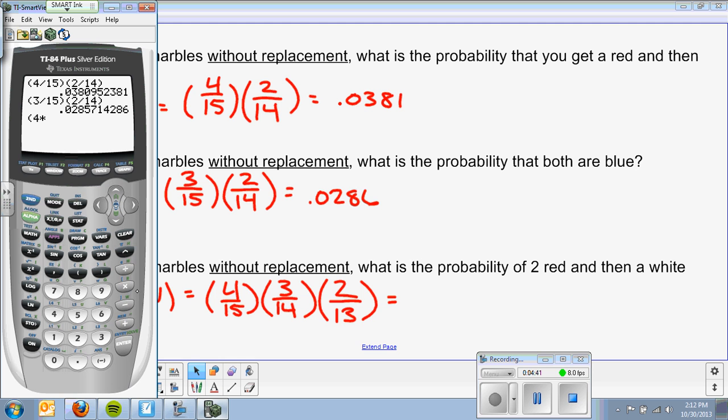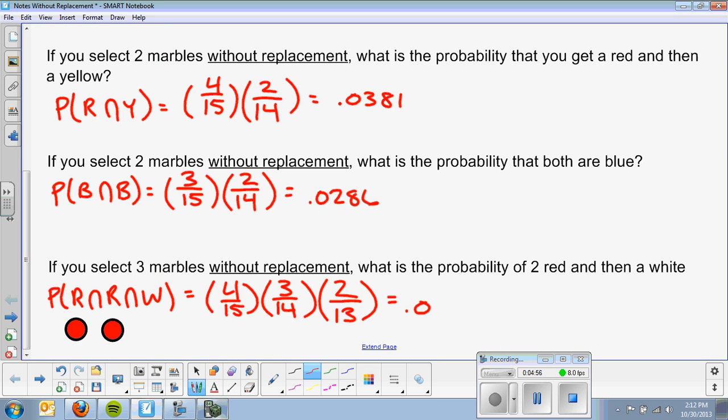4 divided by 15, 3 divided by 14, 2 divided by 12. Okay, 0.0095. So that's a red, and then a white.